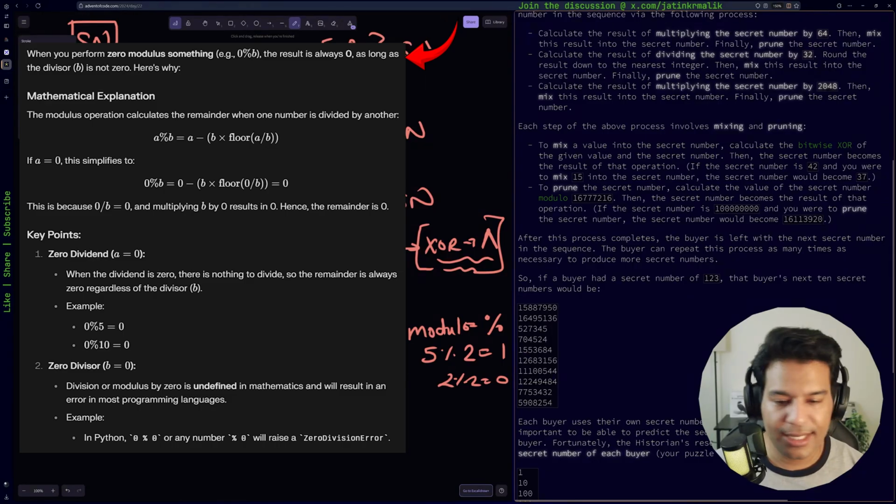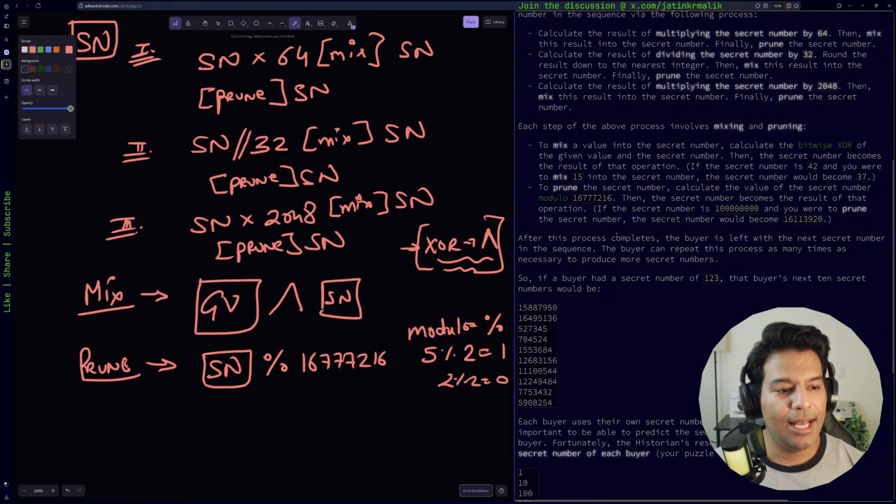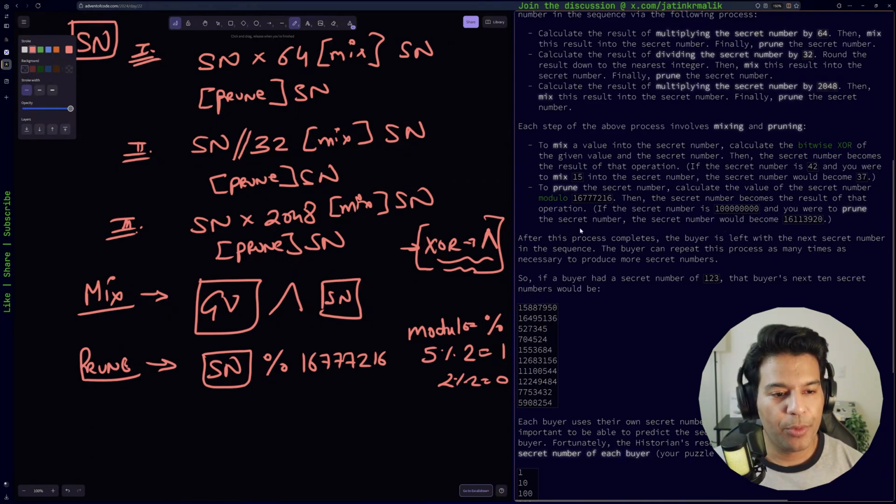So in this case, it says that you take the secret number and you mod it with 16,777,216. And then the secret number becomes the result of that operation, so you basically assign it back to the secret number. That makes sense. They're given an example where the secret number is 100 million. If you were to prune it, it would become 1611392, which is basically the remainder using the modulus.